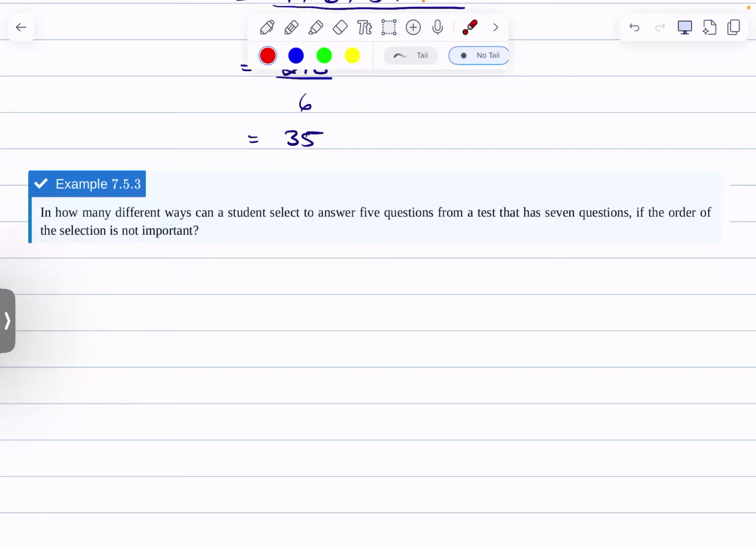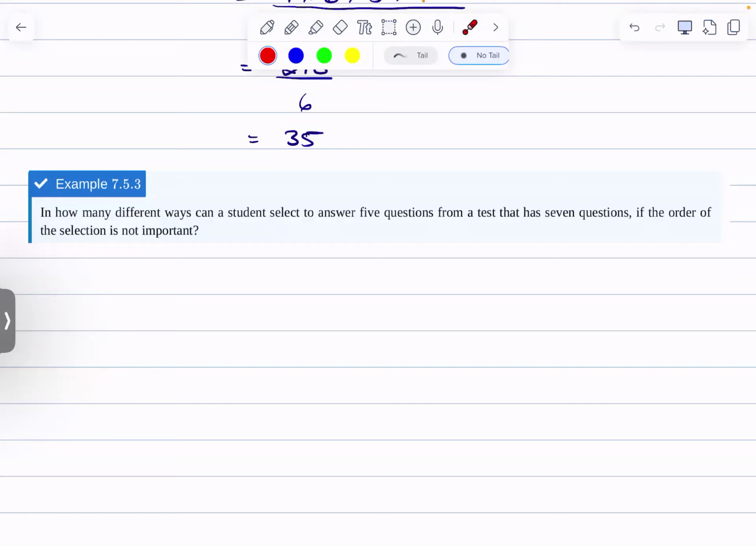And so now I give you a test with 7 questions and I say, you have to do 5 of these, okay? Then if you did them in order, 1, 2, 3, 4, 5, let's say, that's going to ultimately look the same to me as if you answered them 3, 2, 1, 4, 5, etc. So it becomes this kind of a group of test questions that you've selected. And so that's what makes it a combinations problem.